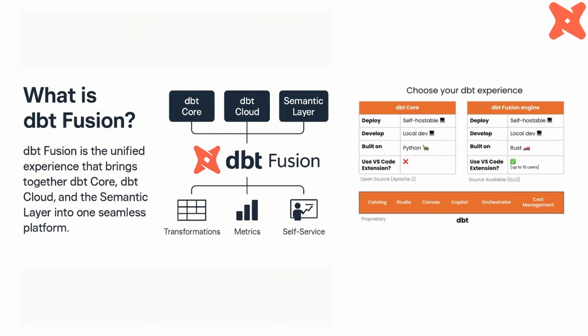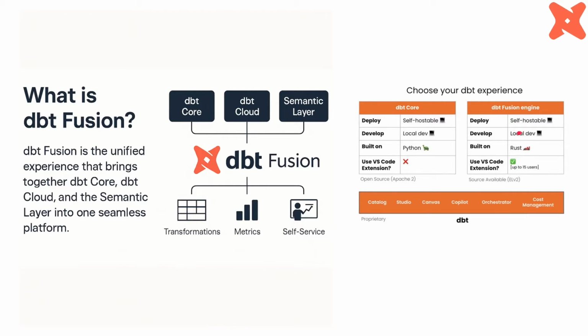So now let's compare the classic dbt Core experience with the new dbt Fusion engine. Here in dbt Core, it is self-hostable, built on Python and designed primarily for local development. While it's great for coders, it lacks advanced graphical user interface features and deeper integrations. So you cannot use the VS Code extension easily, and metrics are handled outside of dbt in tools like Looker or Tableau. Here in dbt Fusion, it is a serious upgrade.